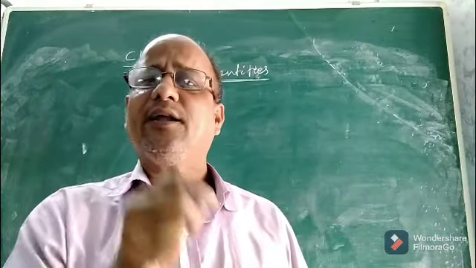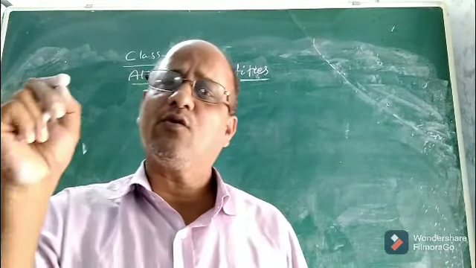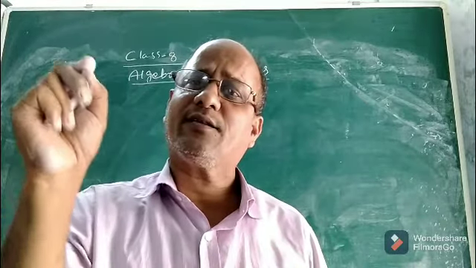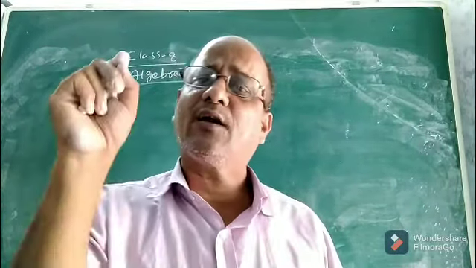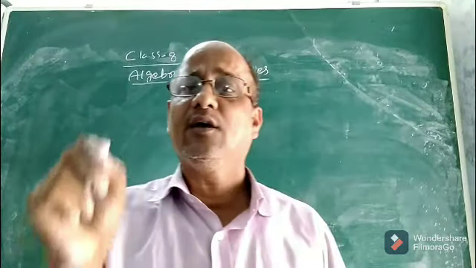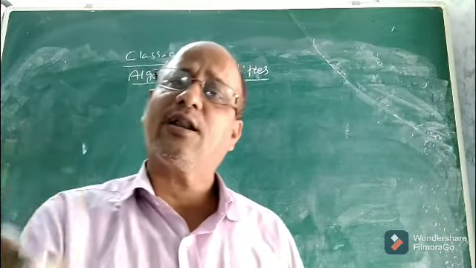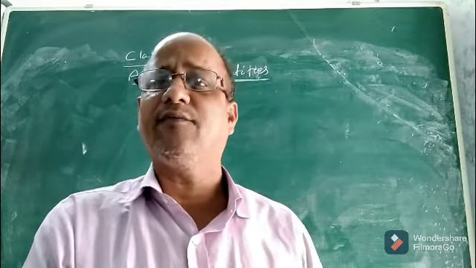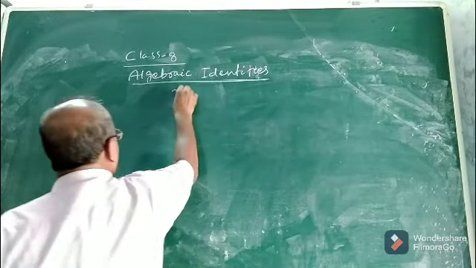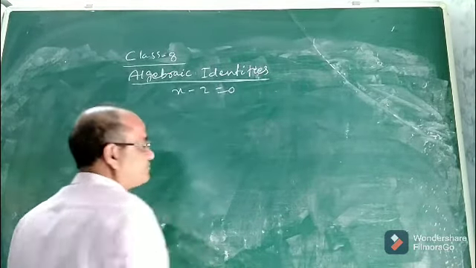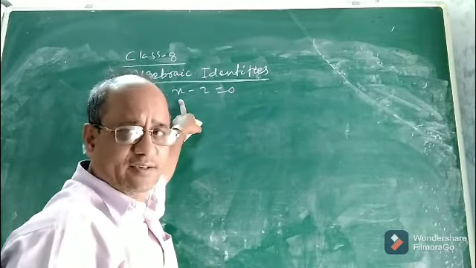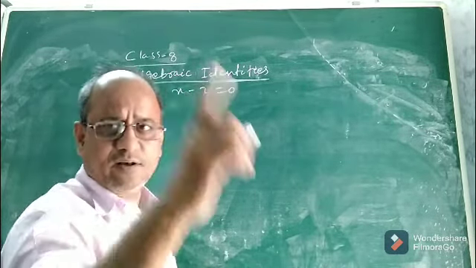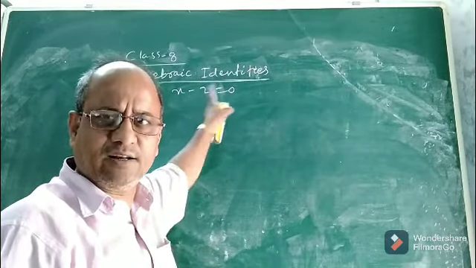Now let me tell you what an identity is. Children, before we go to the concept of identity, we must have the idea of an equation. All of you know what an equation is, because the concept of linear equation was taught in class 6 as well as in class 7. Suppose I say x minus 2 equal to 0. This is a linear equation in one variable. Here the variable is x, and the highest power of x is 1, so it is linear.